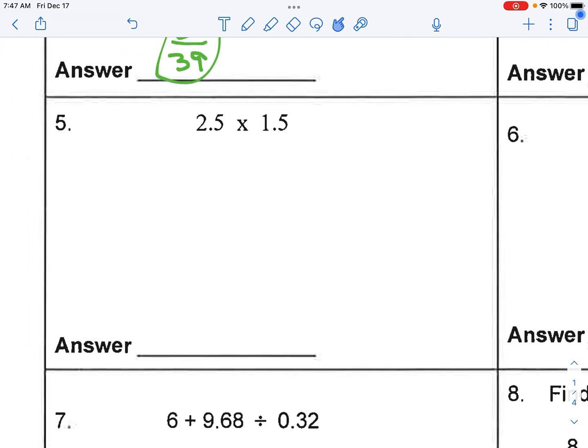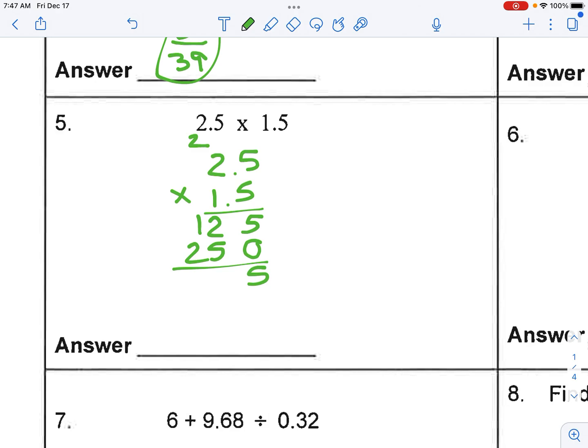Number 5, they both have 2 digits, so it doesn't matter which number goes on the top. So 2 5/10 times 1 5/10. So that's 25, that's 10 plus 2 is 12. 0 placeholder, 1 times 5, 1 times 2, 5, 7, 3. I had 2 digits behind the decimal in the problem, so I need 2 digits behind the decimal in my answer. So my product is 3 75/100.